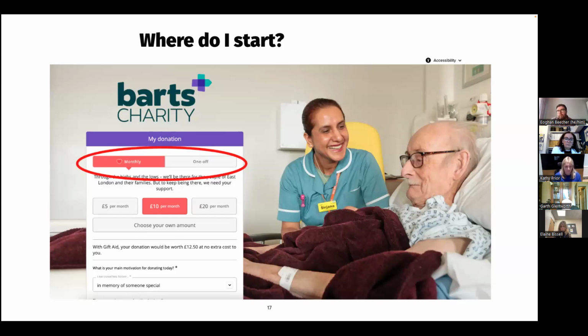So you can see with Barrett's Hospital here, they have a very obvious and easy bit that says you must choose whether you want to give monthly or one-off, and then you can choose your amount, and then you can mention why somebody's donating. Once somebody starts, it's a natural human instinct to want to complete.